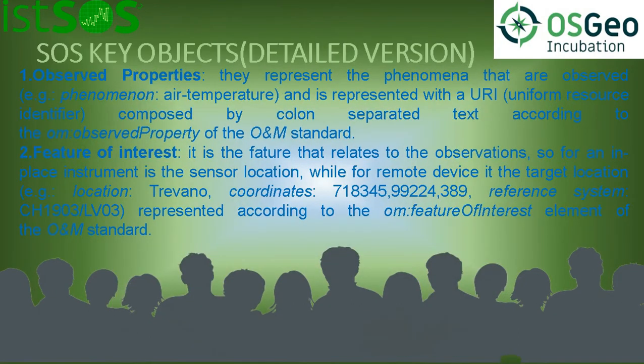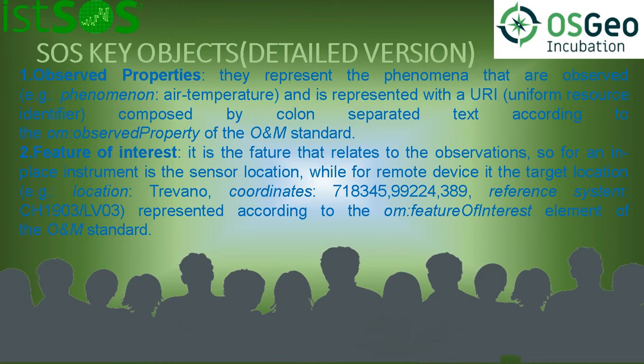SOS key objects, detailed version. First, observed properties. They represent the phenomena that are observed. For example, the phenomenon air pressure is represented with a URI, Uniform Resource Identifier, composed of colon-separated text according to the om:observedProperty of the O&M standard.